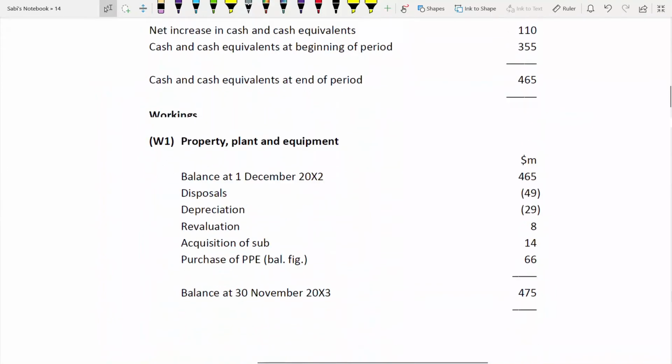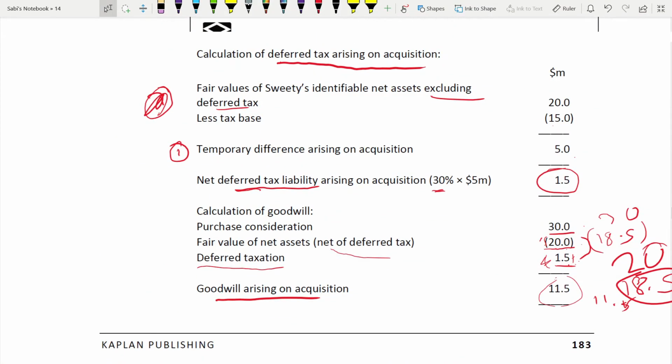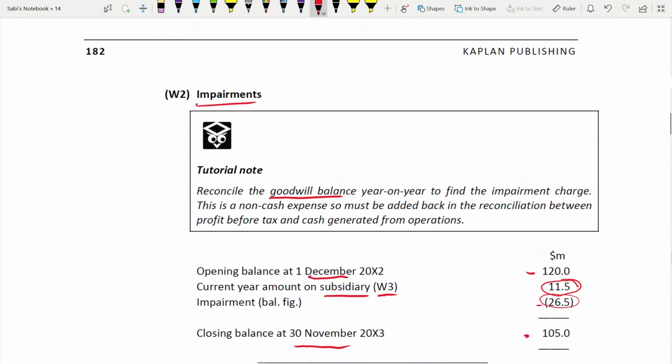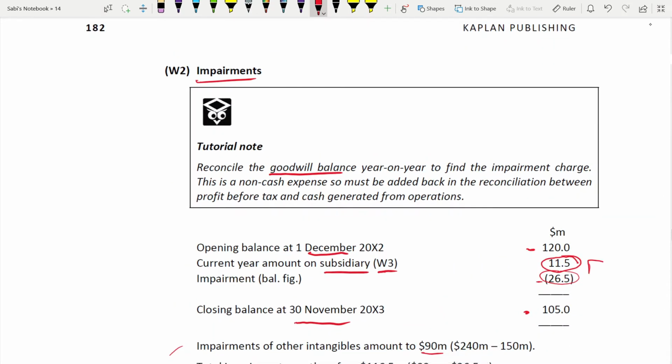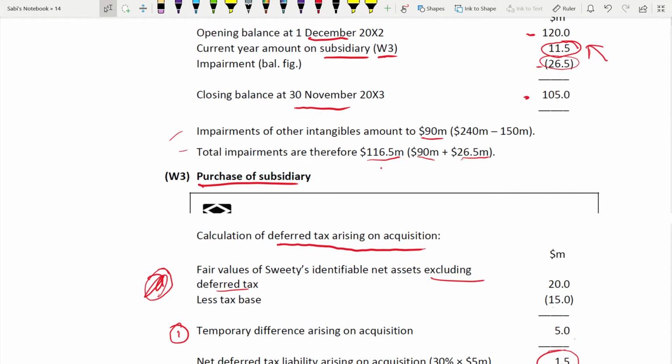Okay. But for goodwill, you cannot do like that. The difference only. You have to add the goodwill which you have acquired when you have acquired the subsidiary. That's why we calculated this 11.5 over here. Okay, that is one additional thing in goodwill. But in impairment, just take the balance between the two, the opening and the closing figure. The balance is the impairment.